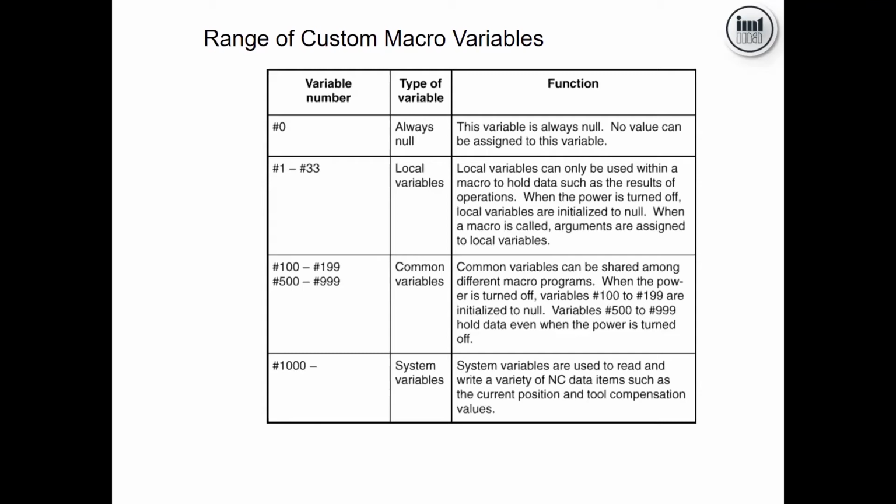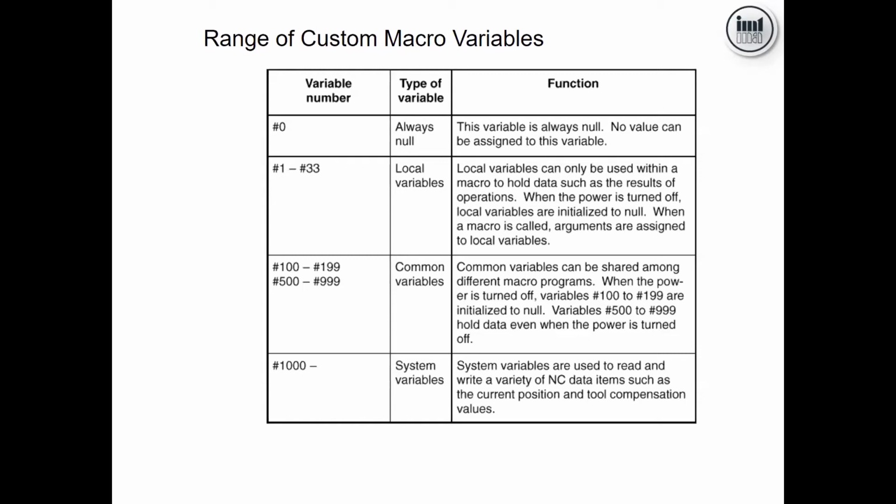And hash 500 to hash 999, these are also common variables, but here the difference is these values can be permanently stored. So whenever you reset or power off, these values will not be erased. That is the difference between these common variables and local variables. That too, from hash 500 to hash 999. Then hash 1000 and above is called system variables.